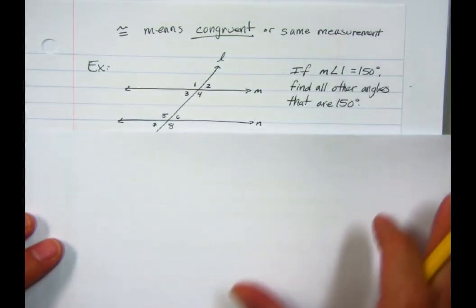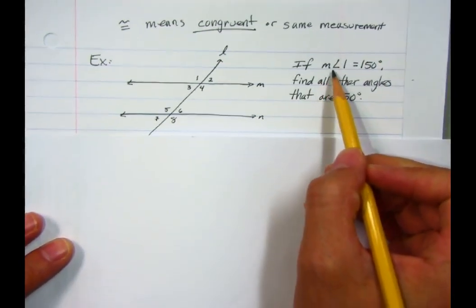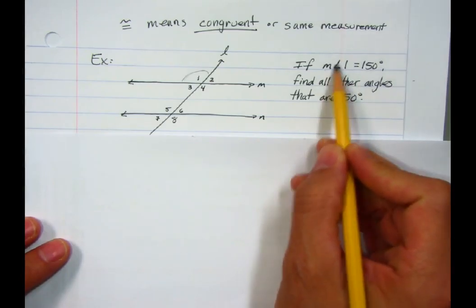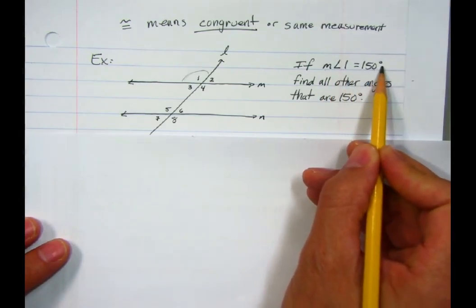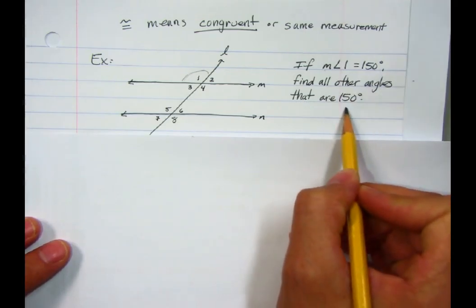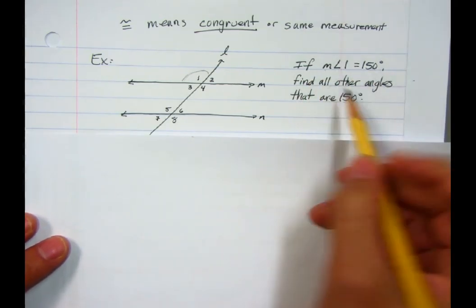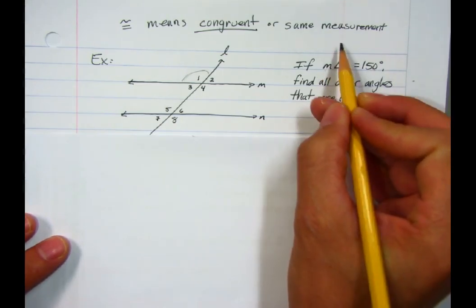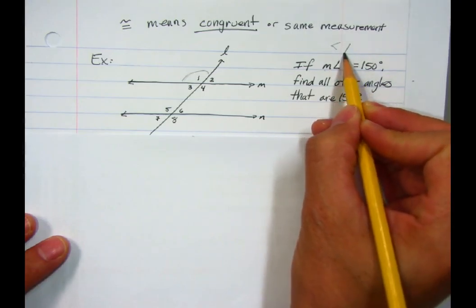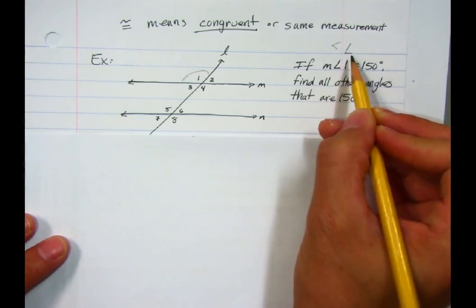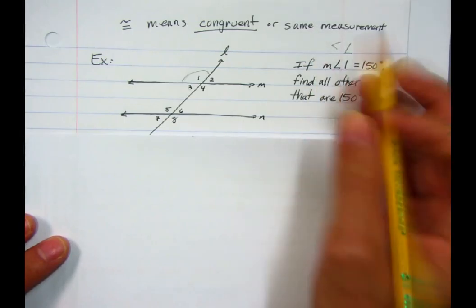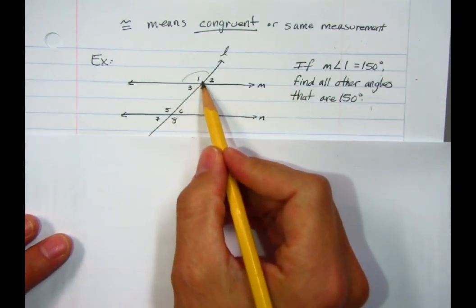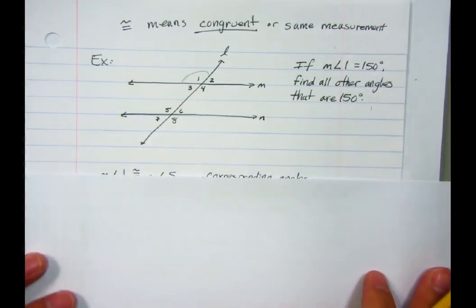Alright, so let's look at an example here. It says, if angle 1, which is this one right over here, if the measurement of angle 1 is equal to 150 degrees, find all the other angles that are 150. Before I move on, the little m means measurement, and this is not a less than symbol. Less than looks like this. This is an angle. An angle goes all the way down to the line and across. So measurement of angle 1. Just so you know the difference between those. So if this is 150 degrees, find all the other ones that are also 150 degrees.